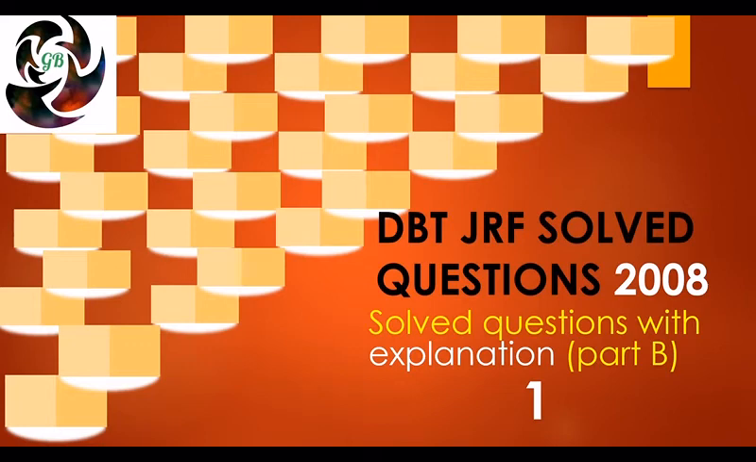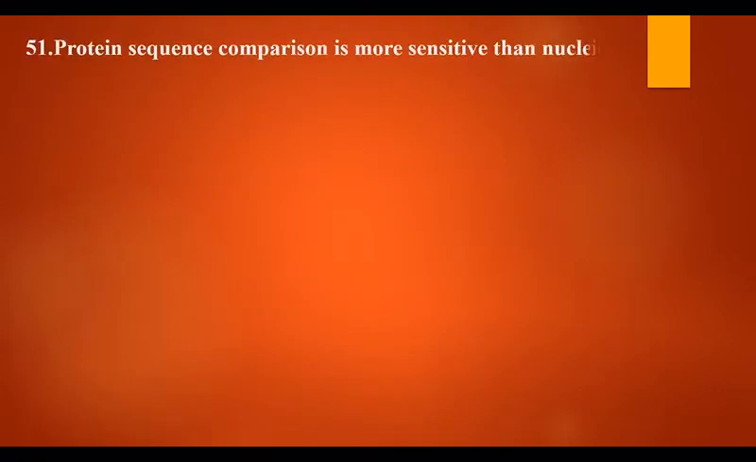In today's video, we're going to see the 2008 DBT BET question paper, Part B, solved with explanation. Session 1. Protein sequence comparison is more sensitive than the nucleic acid sequence comparison because... these are the options.